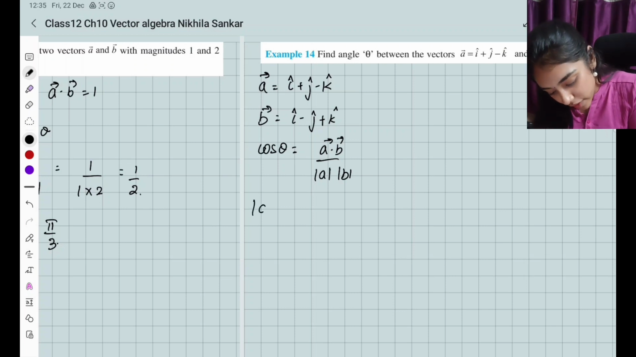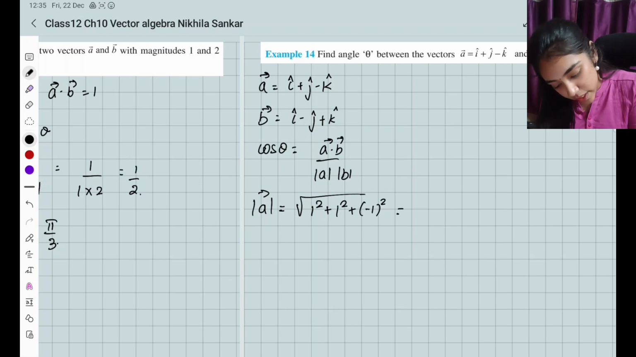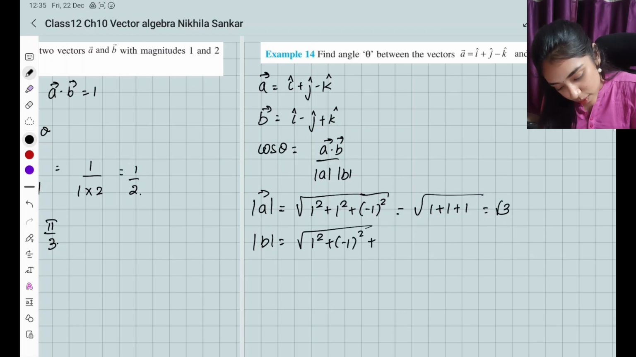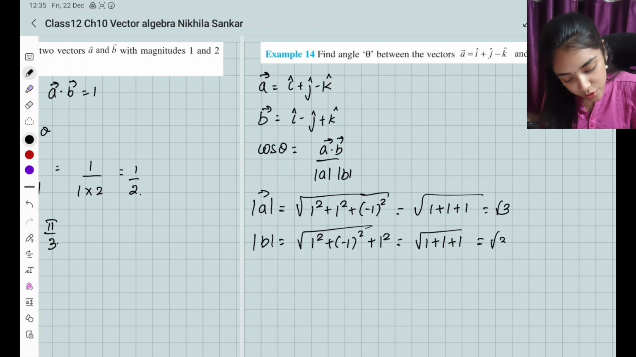Now what is the magnitude of A? Magnitude of A is going to be square root of 1 square plus 1 square plus minus 1 square. We have done all this many times in the previous exercise. So this is going to be 1 plus 1 plus 1, which is root 3. And magnitude of B is also going to be square root of 1 square plus minus 1 the whole square plus 1 square, which is also 1 plus 1 plus 1, which is root 3.